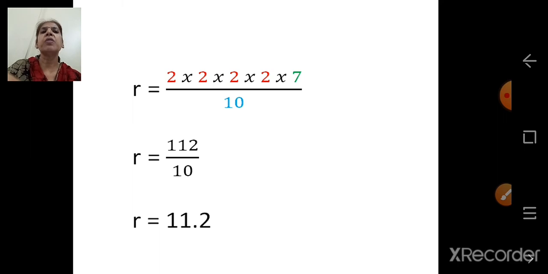Now what you will do? You multiply. 2 2s are 4, 4 2s are 8, 8 2s are 16. 16 7s are 112 upon 10.